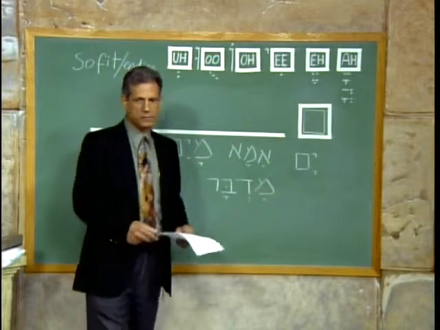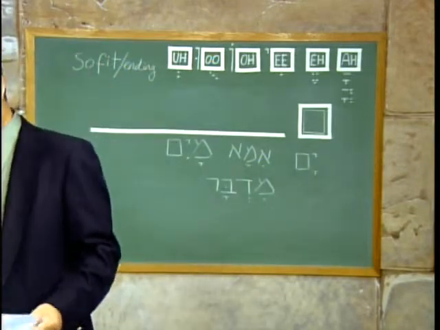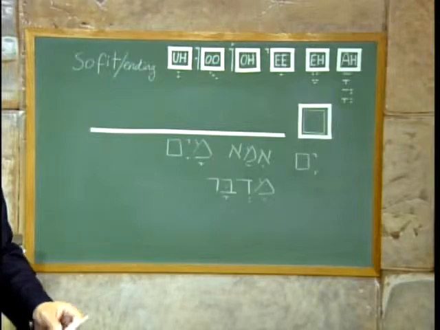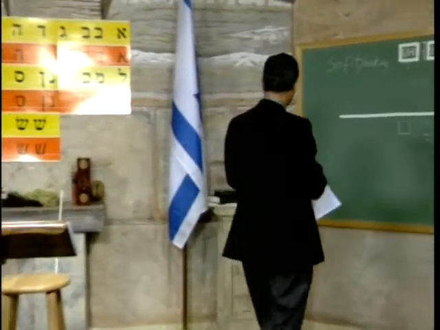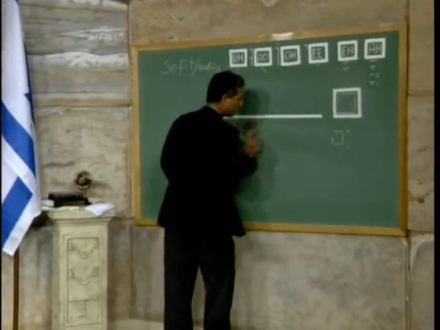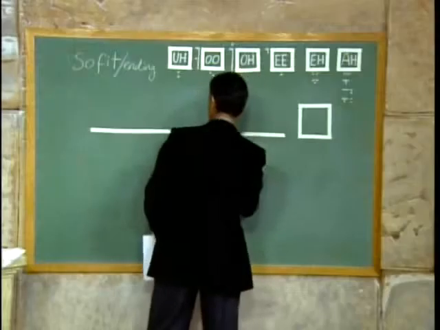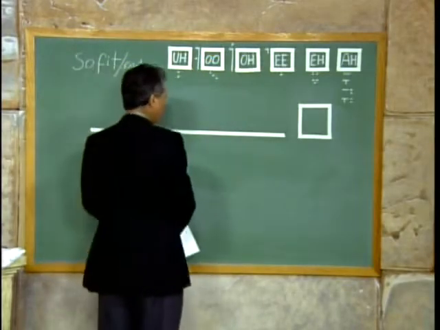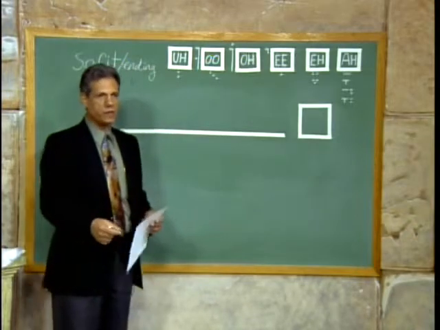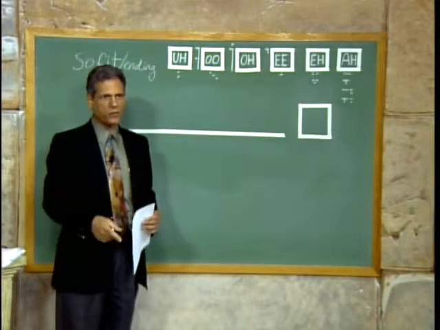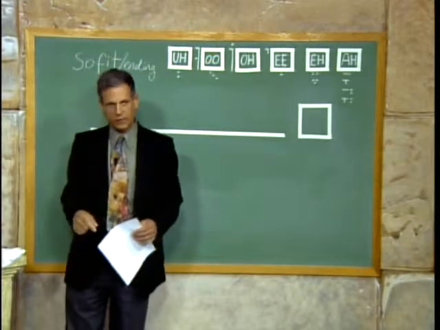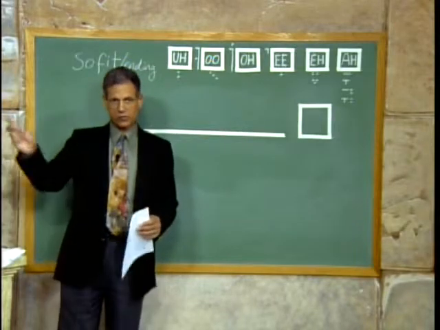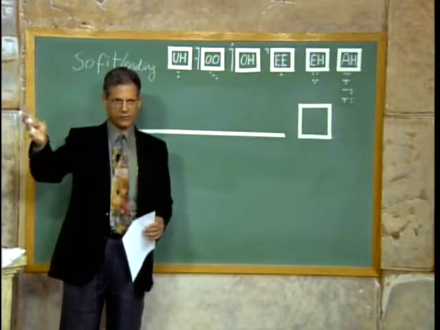The next letter is the letter Nun. The letter Nun is the 50th. Its numerical value is 50. And I'm going to show you the letter Nun on the board in a minute, just so you get an idea where it falls in a string of letters. It's important to remember the order.